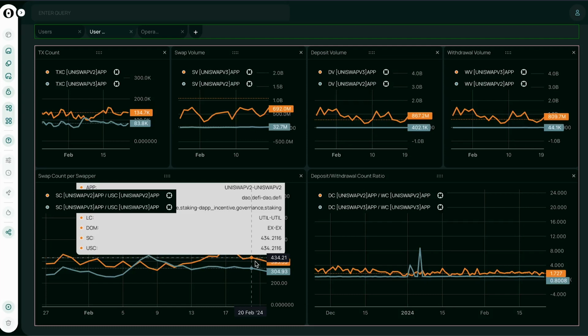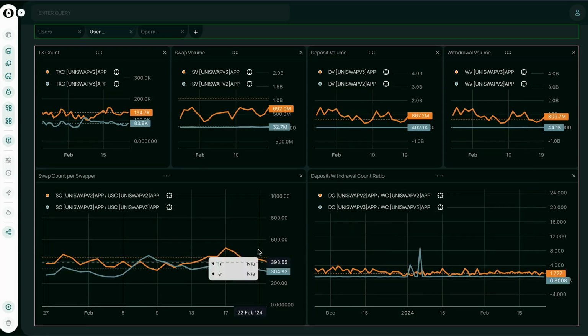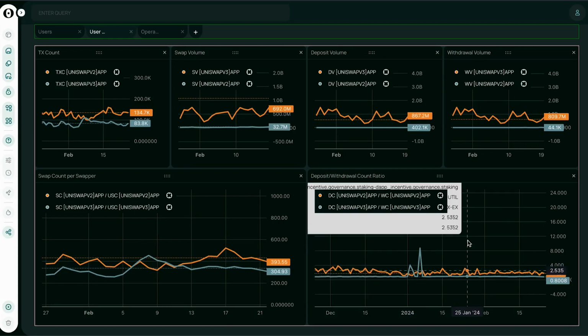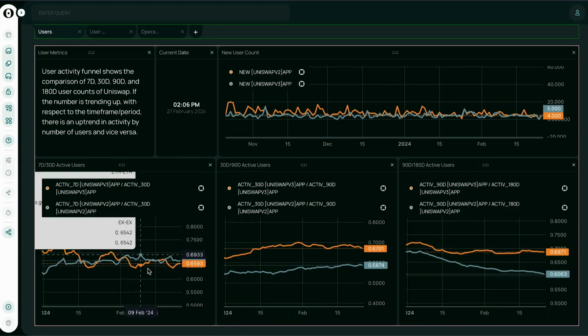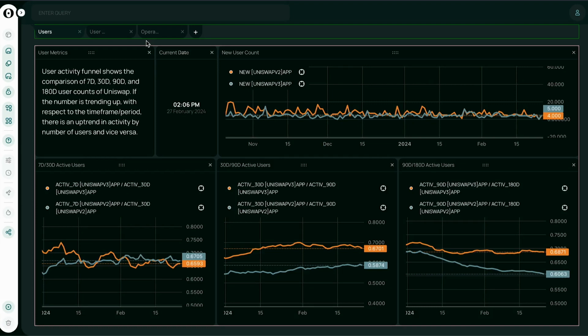Despite the increased swap count, there is no significant changes in liquidity volume like deposit, withdrawal, or swap volume. So this suggests that the new users are doing higher frequency, lower volume. All these user behaviors suggest that there are more normies entering and joining the ecosystem. They could be learning, exploring, or just checking the protocol out to prepare for what's next to come.